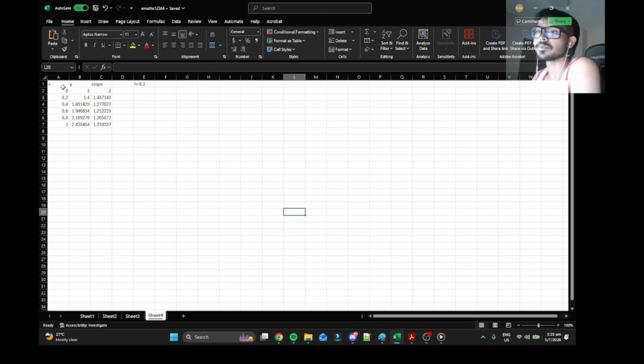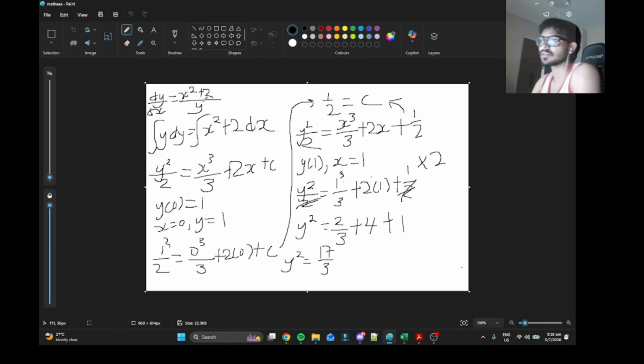As you can see here, when x equals 1, I get a value of 2.430454. So now I'll be solving this equation. Firstly, I'll bring dy on the left hand side and dx to the right hand side. And then I will integrate both sides. So this will get me y squared over 2 equals x cubed over 3 plus 2x plus c. Since they say y(0) equals 1, I have to sub in 0 into x and 1 into y. After subbing in, I will get c equals half. So my new equation will be y squared over 2 equals x cubed over 3 plus 2x plus half.